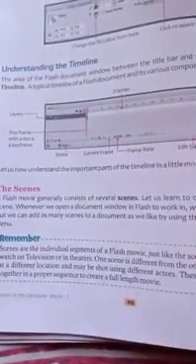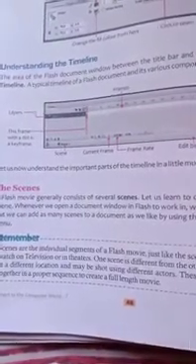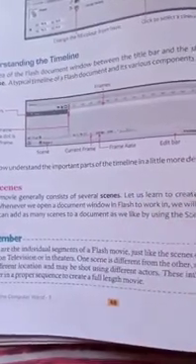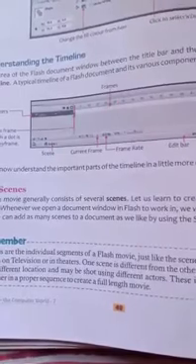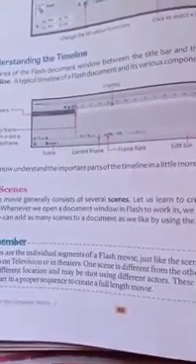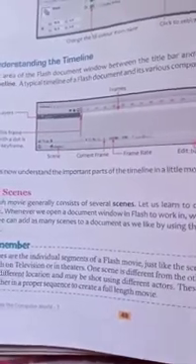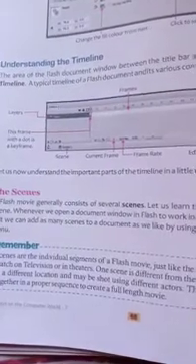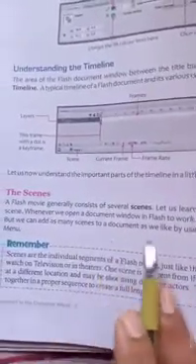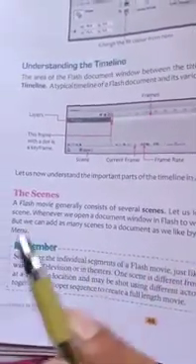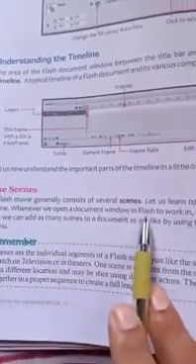Students, when any movie shooting is going on, there are various types of scenes. One by one the scenes are shot at different locations, at different times, with different actors. When all that shooting is over, all those scenes are put together in a proper sequence to create a full-length movie. In Adobe Flash CS3, when you create any animation, you can also use scenes. A Flash movie generally consists of several scenes.